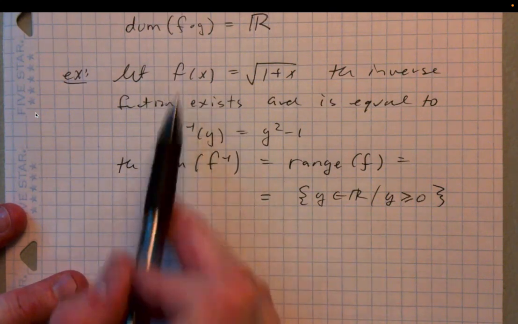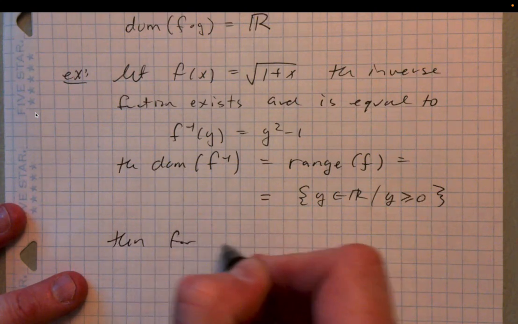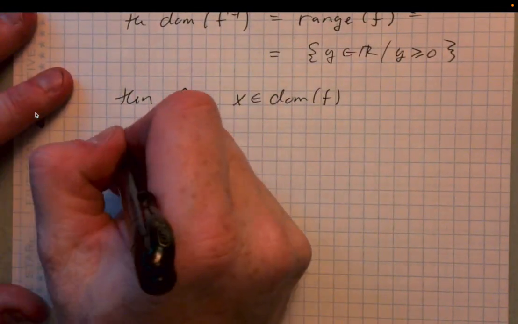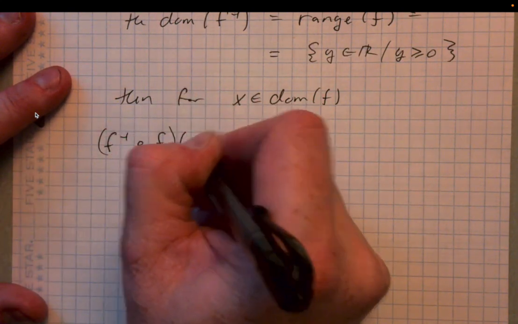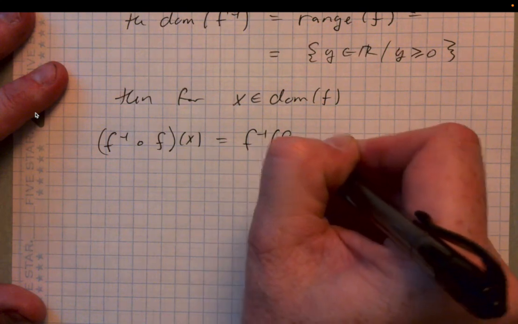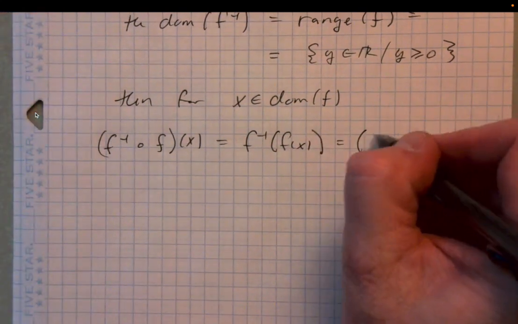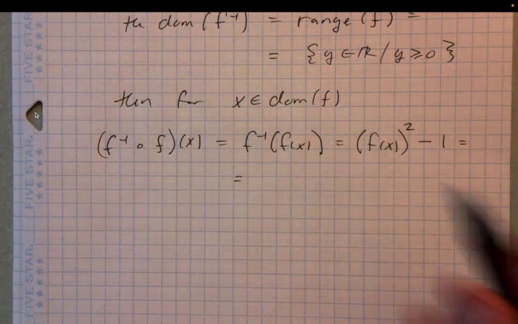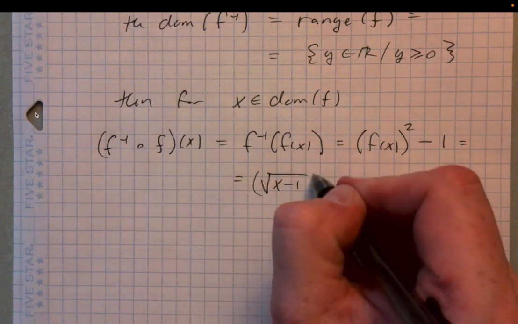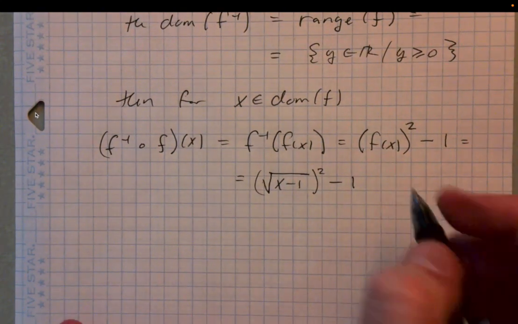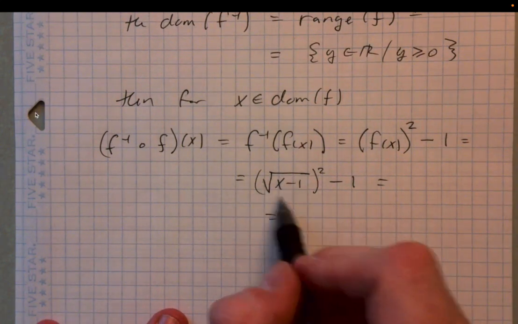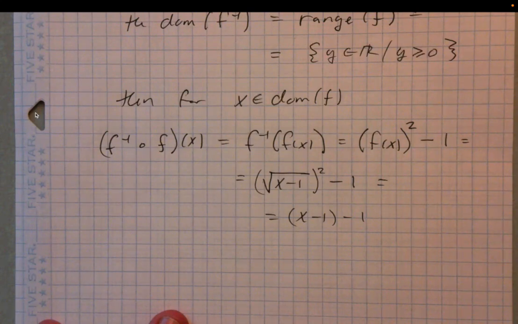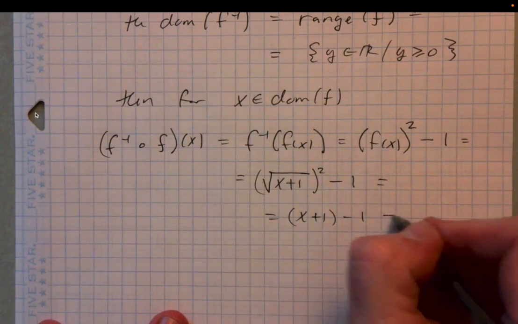So if we've got f and we've got its inverse, then for x in the domain of f, f inverse composed with f is equal to, of course, f inverse of f of x, which is basically f of x squared minus 1, right? In this case, it is equal to the square root of x plus 1, squared, minus 1. And what is that? You would get the square root of x plus 1 all squared, which is just x plus 1, and then minus 1. Sorry, this should be plus 1, my bad. And you would get x, right?